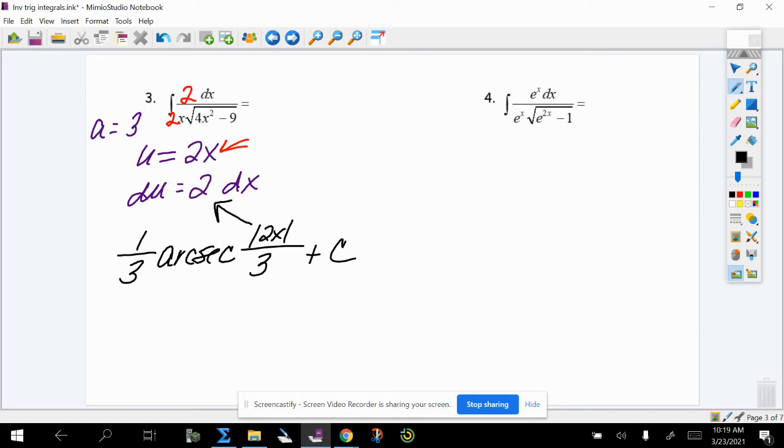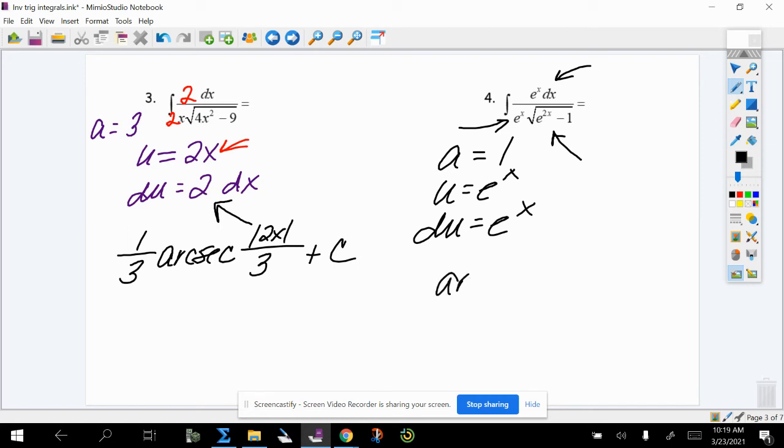and then I'm going to go back to the common ones. Your a is 1. Your u is e to the x because that's what was squared to get e to the 2x. And your du is also e to the x. So you've got your du on top, you've got your u in front of the radical. This is my u squared minus a squared. So I've got everything I need for my arcsecant. 1 over a is just going to be 1 over 1, so I can skip that and just write arcsecant of e to the x. It would be e to the x over 1, but you just need to write e to the x.